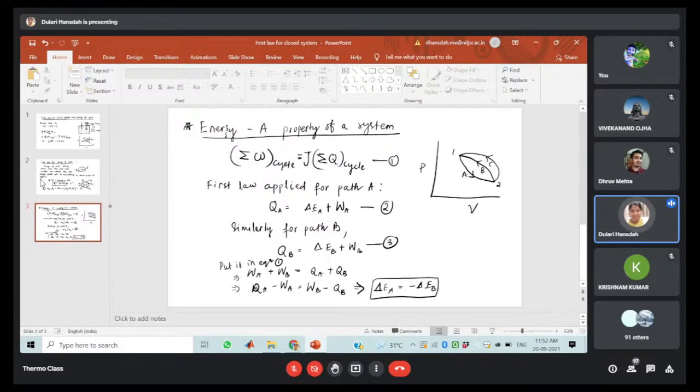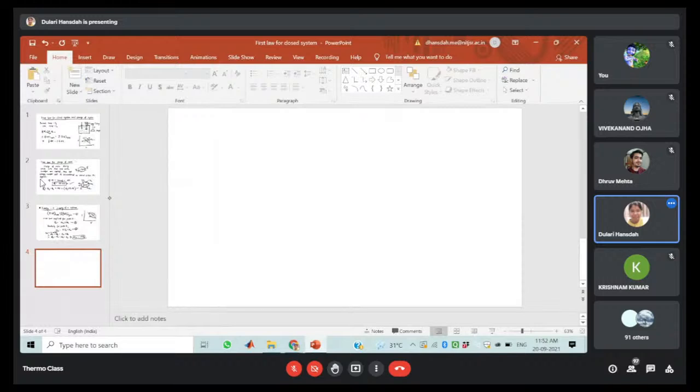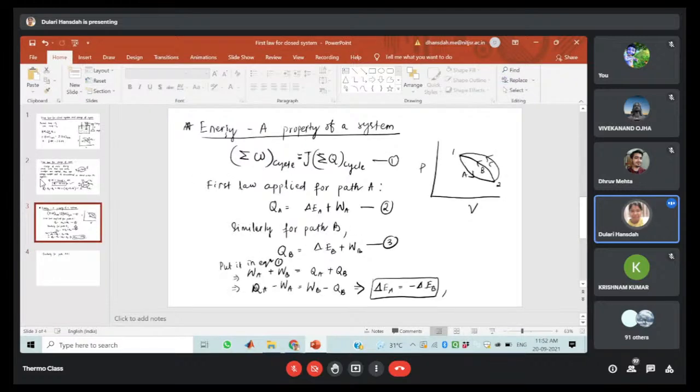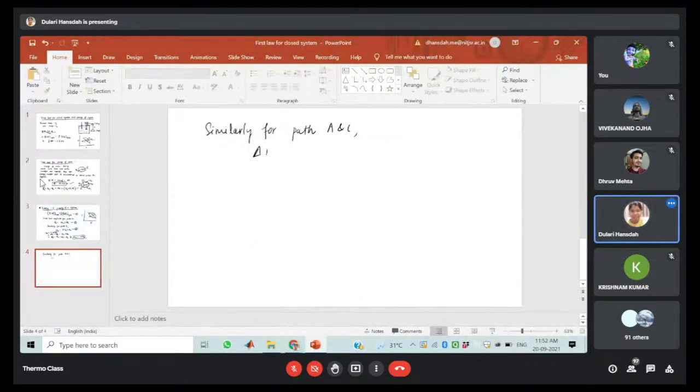So in this case, similarly for path A and C, we will have the same equation, that is delta EA is equal to minus delta EC.